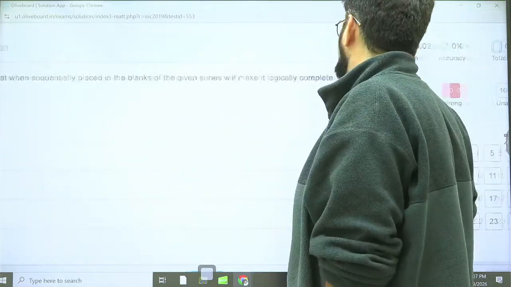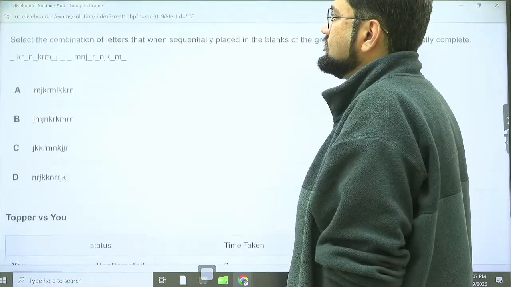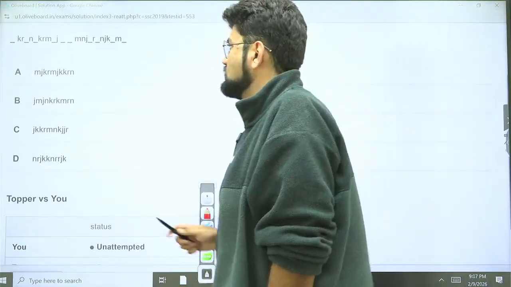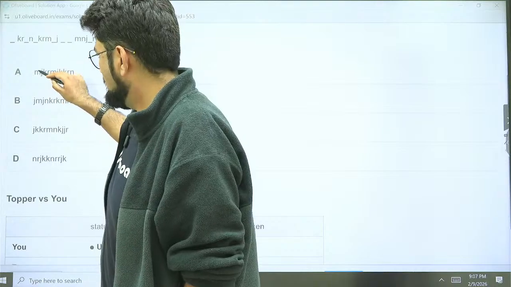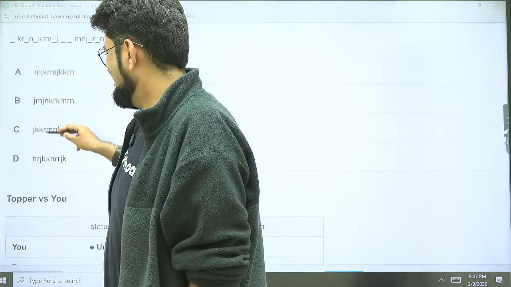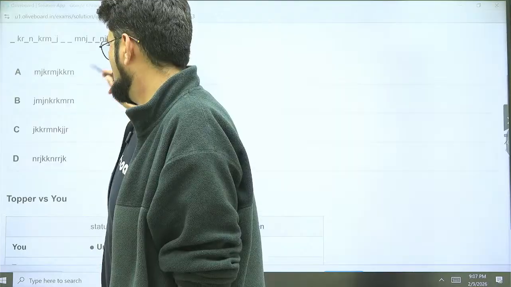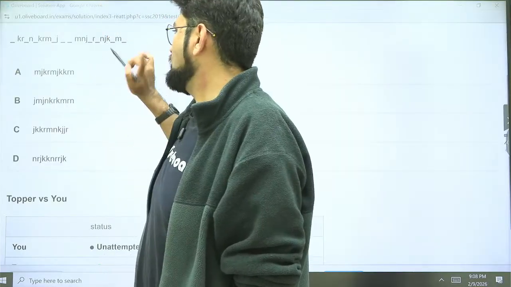But again, the frequency will not be as much. Okay. We need to complete the set of letters here. Repeated letter series. Just observe here. You can either observe vertically. So M, J, J, J, M, K, J, J, J. There is nothing which is vertically common anywhere. So vertically we are not going to get any help.